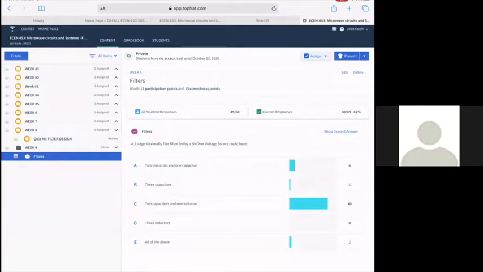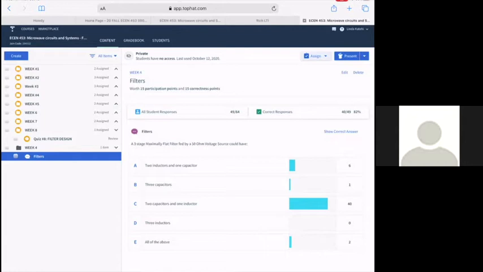Those six who did A, I suggest you go back to the textbook and see that it very specifically says, in the beginning of the filter design with the insertion loss method, that when your source is in the form of the Thevenin equivalent, so voltage source, it starts with the capacitor. If it's the current equivalent, it starts with an inductor.